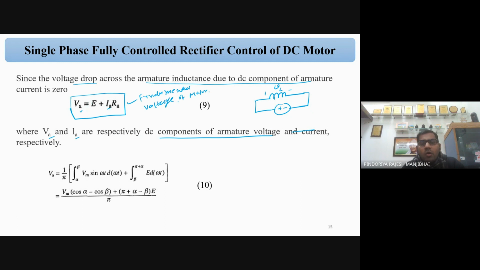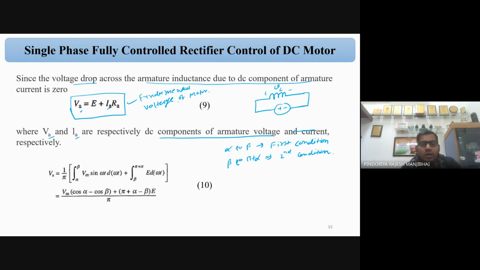Now we have to apply the first condition, alpha to beta, and the second condition, beta to pi plus alpha, because we have to operate the switch. So we can do the integration for alpha to beta and beta to pi plus alpha.